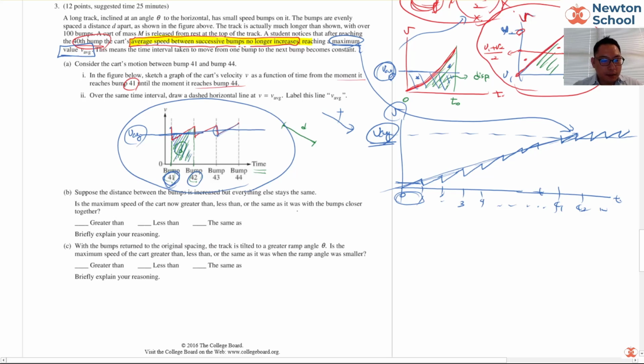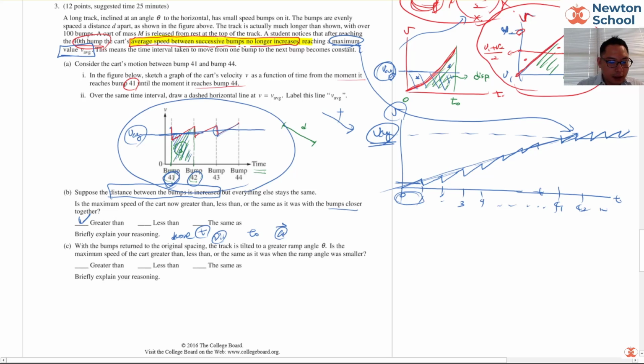All right, suppose the distance between the bumps is increased but everything else stays the same. Is the maximum speed of the car now greater? The distance between bumps increased. That means you have more time to accelerate, right? So with bumps close together, in this case, this will be greater. You have more time or more distance, it doesn't really matter, to accelerate, right?